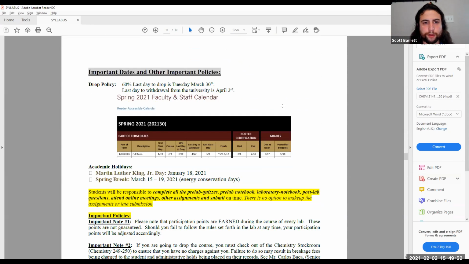Here's the drop day, drop policy, and we already had Martin Luther King Jr. Day. So spring break, March 15th through the 19th. Remember, we will not be meeting on that Zoom day.